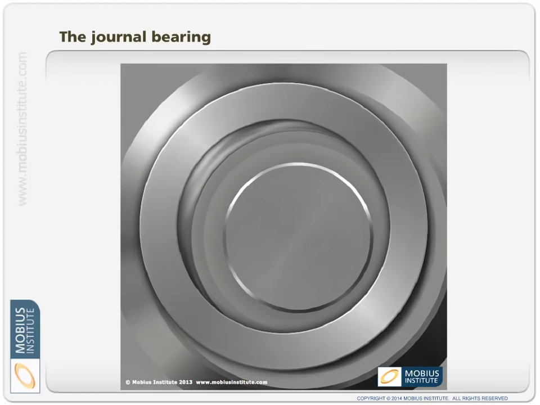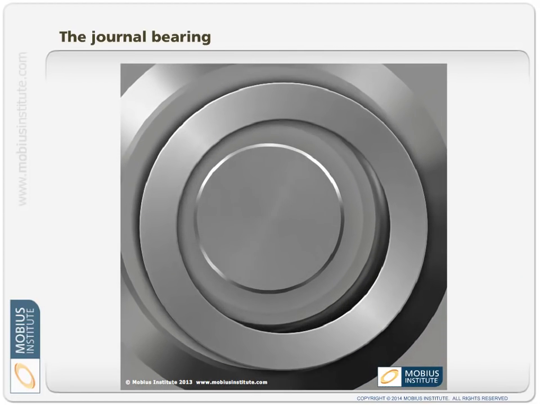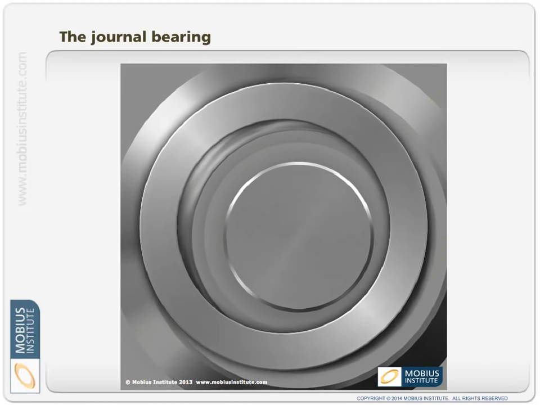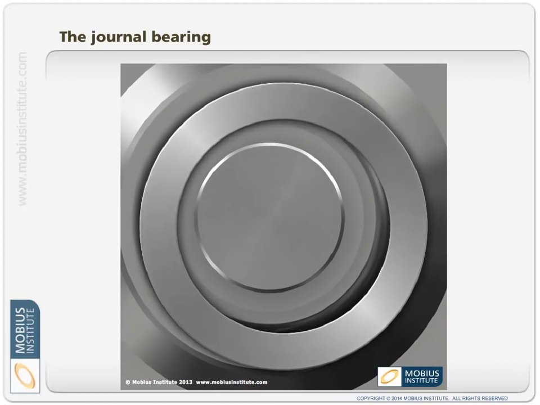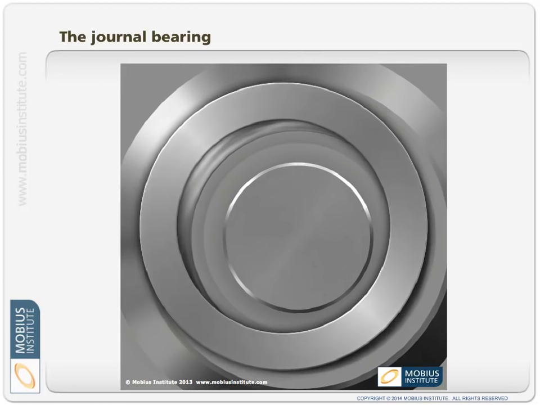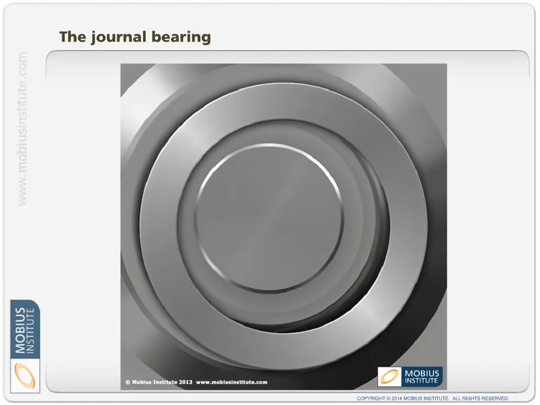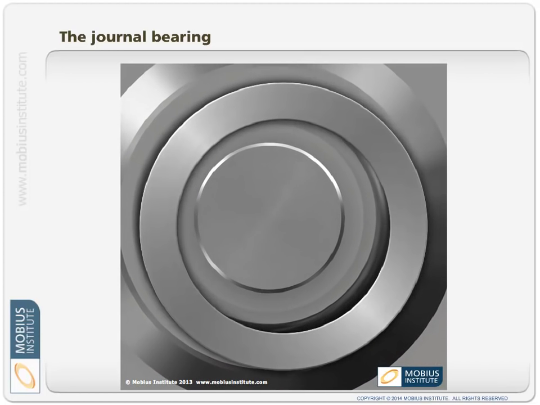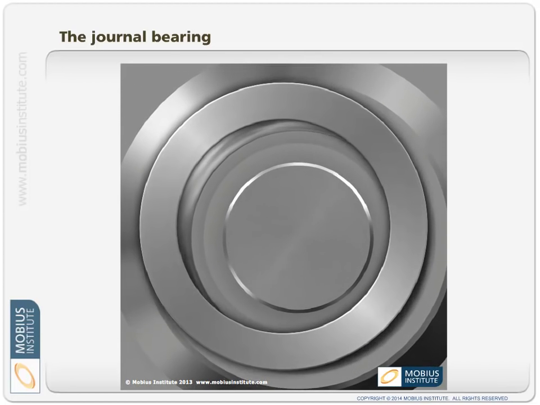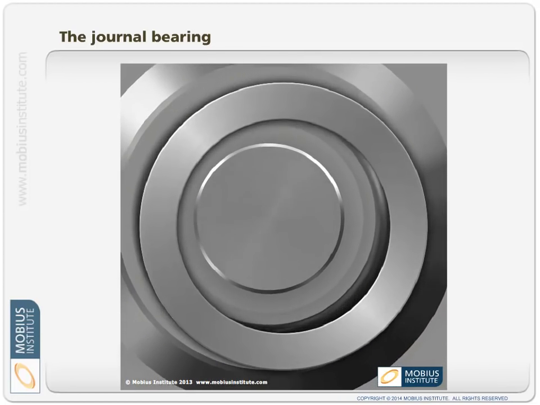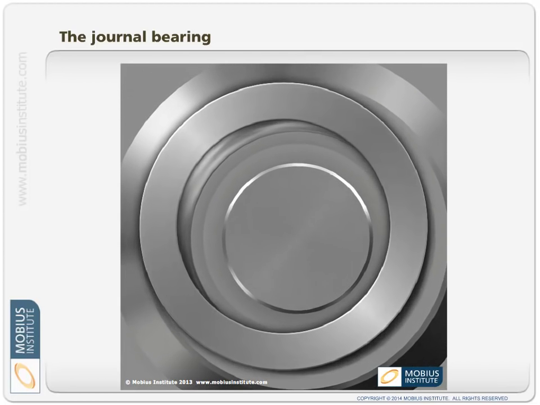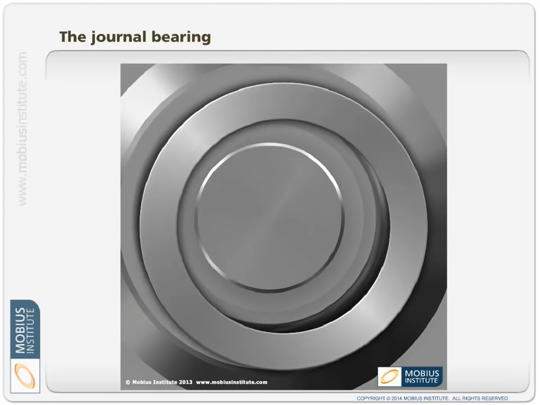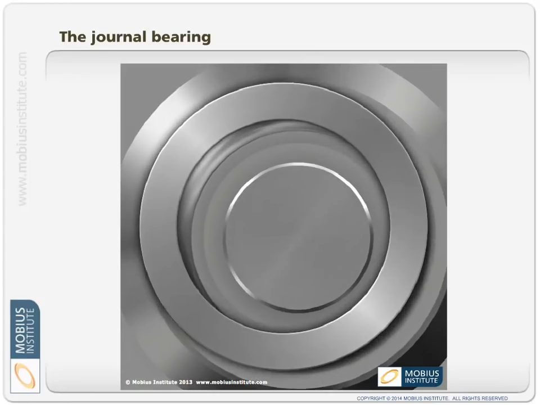Now, if we look in the bearing itself, you can see that the rotor is moving in a clockwise motion. Hopefully you can see that not only is it physically spinning in a clockwise motion, but it's actually physically moving in a clockwise motion. And you might say, well, of course that's what it's doing. But actually there's a thing called reverse precession, where the rotation is in one direction, but the movement is in the opposite direction.